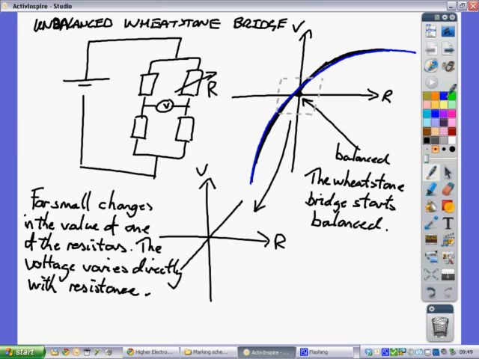now this is something that comes up time and time again. I've seen it in exams. For small changes, they give you huge changes and say, will that affect it? Well, was that a linear relationship? Well, no, it's not. Only for small changes does that mean it's a linear relationship. And you can see that if R goes up, V goes up. R goes down, V goes down.